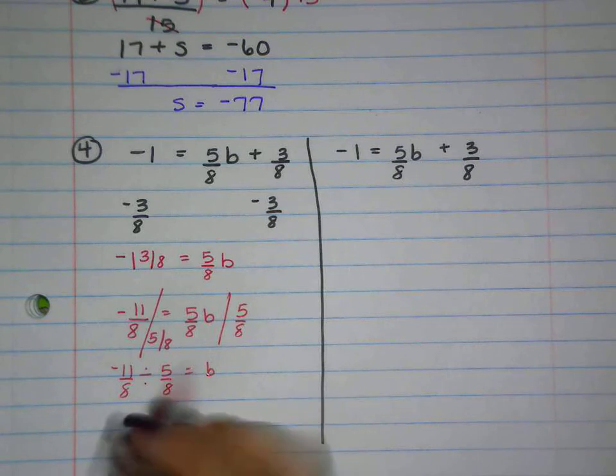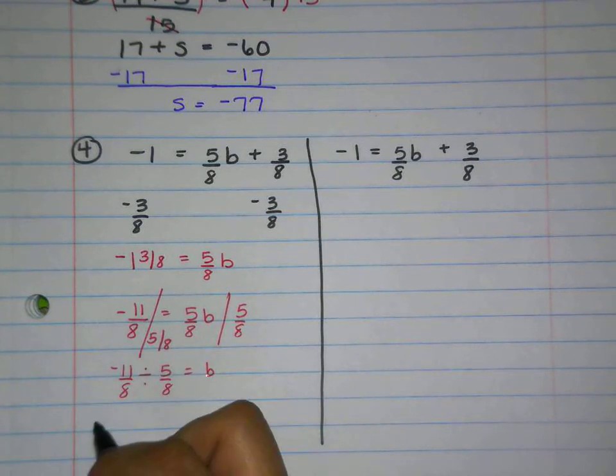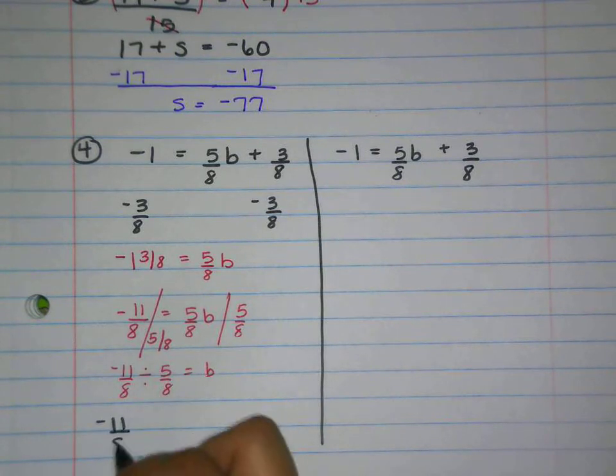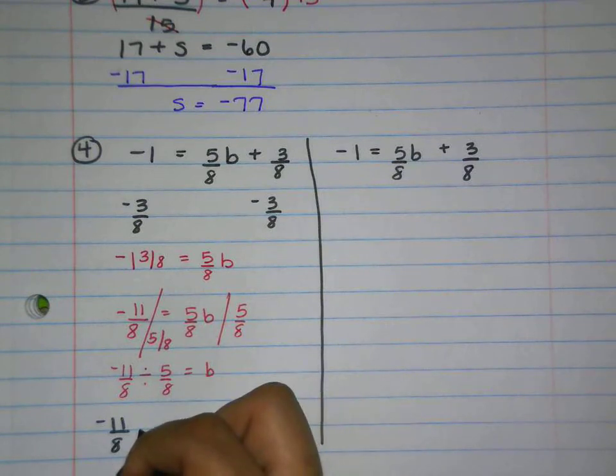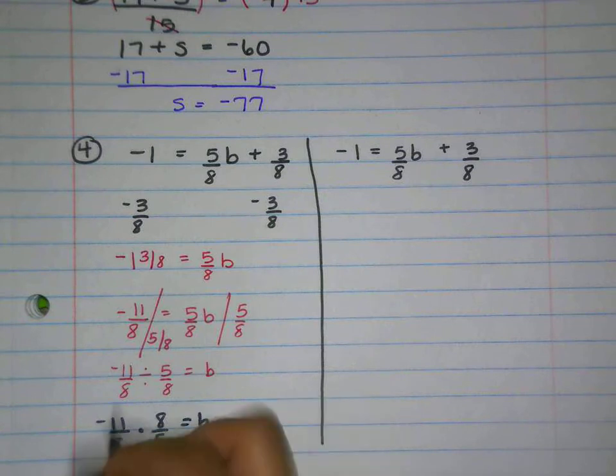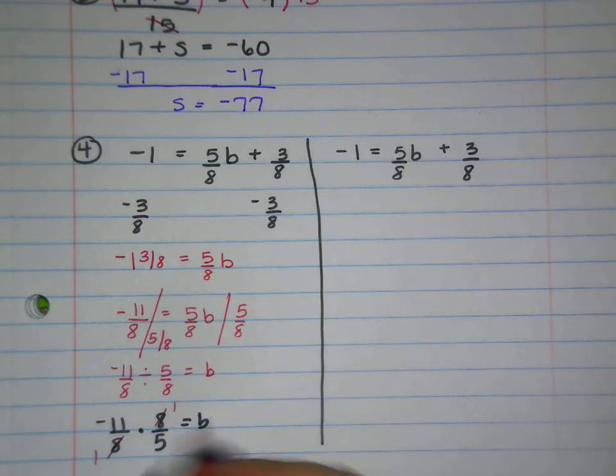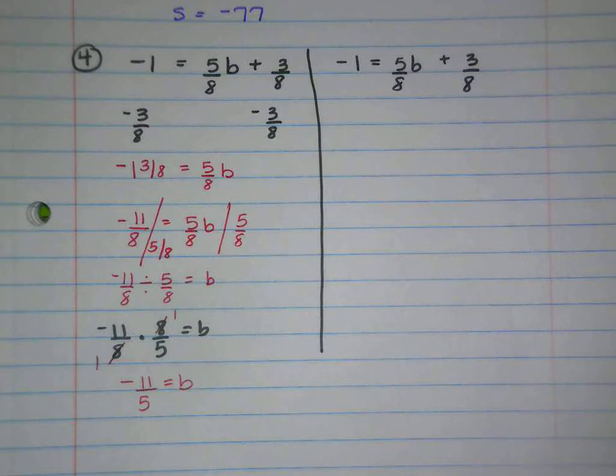Remember, we're going to copy, dot, flip, or invert and multiply: copy the negative 11/8 times 8 over 5 equals b. We can cross cancel the 8s because they are both divisible by each other. And we get negative 11 over 5 is equal to b. So again, if you like fractions, do it this way. It's kind of complex, but you can do that.